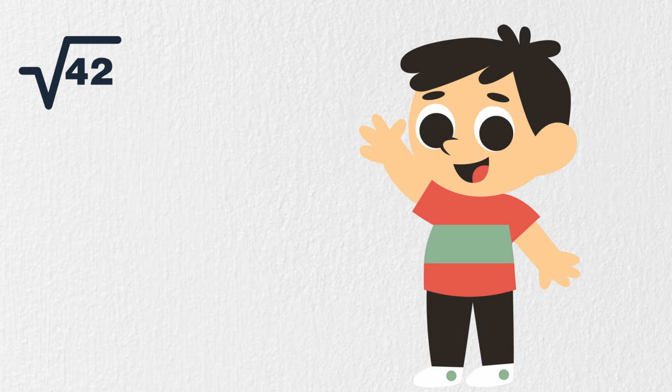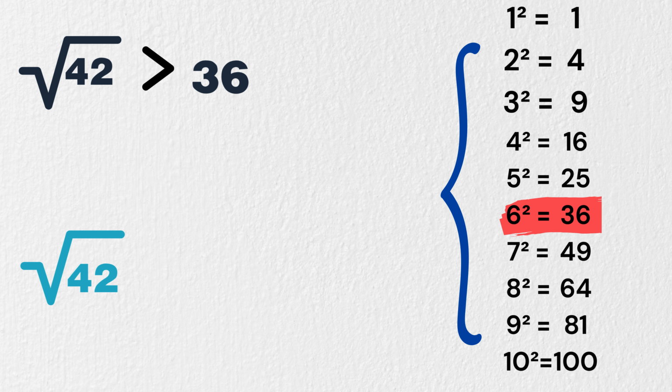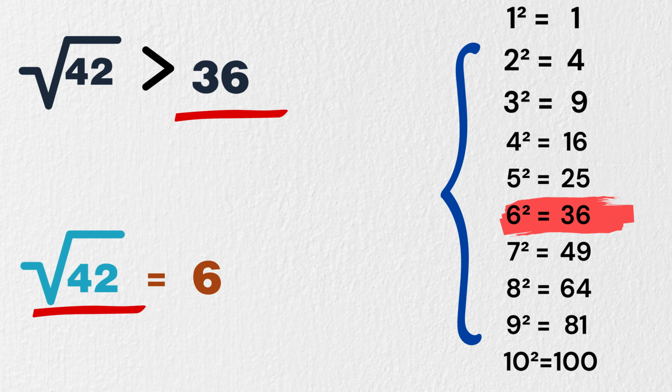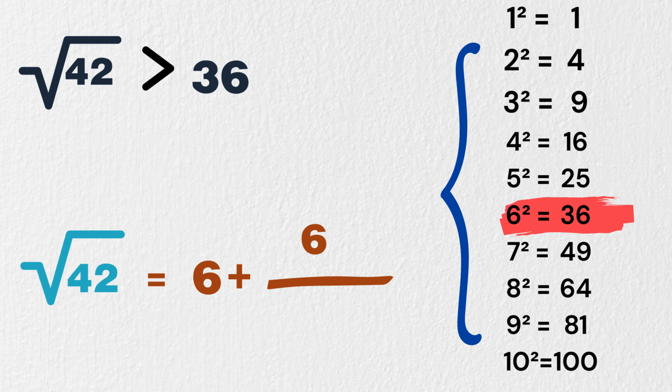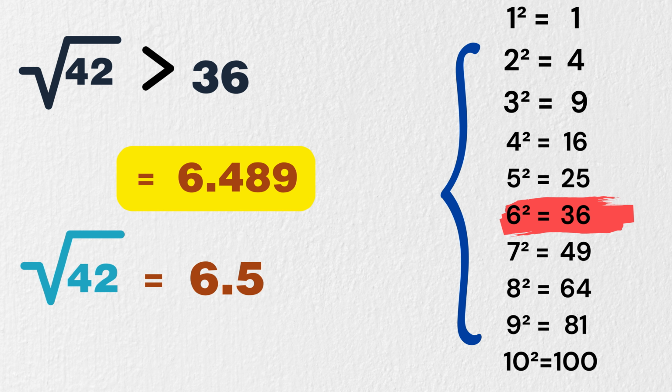Find the square root of 42. The only perfect square that is less than 42 is the number 36, whose square root is 6. Let's write it here. Now subtracting 36 from 42, we get 6. Keeping the 6 at the numerator and multiplying 6 by 2, we get 12, like this. So solving the fraction 6 divided by 12, we get 1 over 2, or 0.5. Now adding 6 with 0.5, we get 6.5. As we check the actual, the square root of the number 42 is 6.489, which is approximately 6.5.